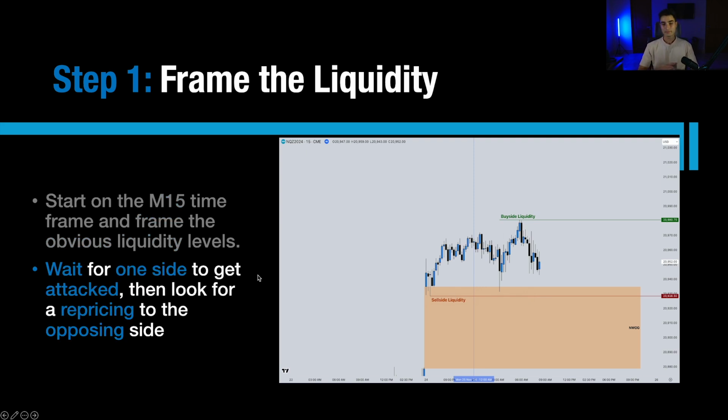With this liquidity, you're then going to wait for one side to get attacked, then look for a repricing to the opposing side. Meaning what you're going to do is wait for either the buy side or the sell side to get attacked first, and that's going to be helpful in determining what's the opposing side that the market is likely to run to.